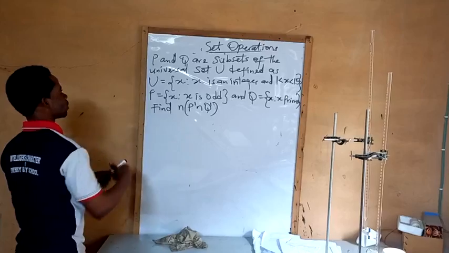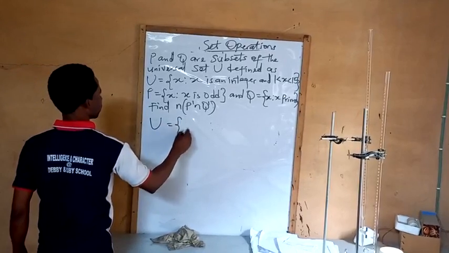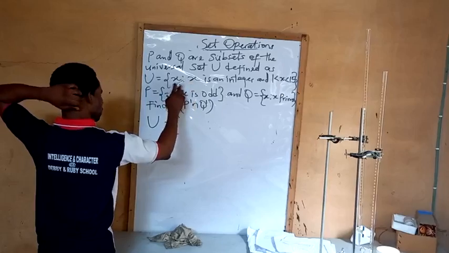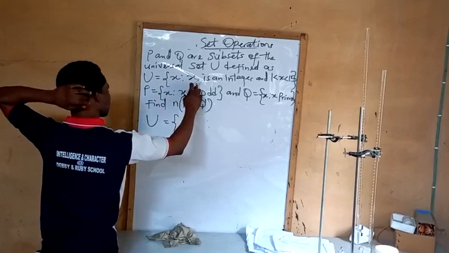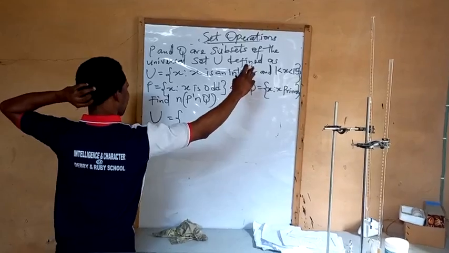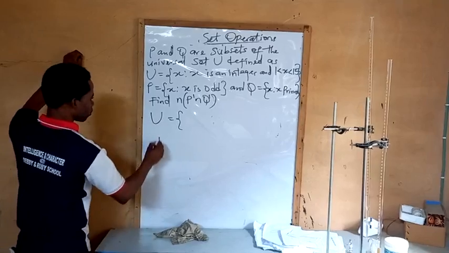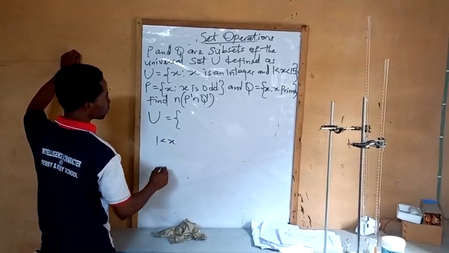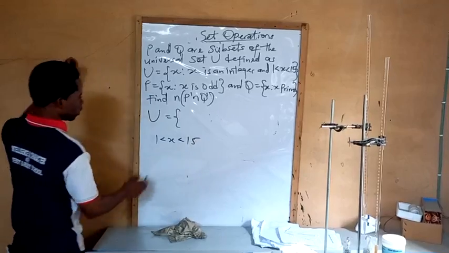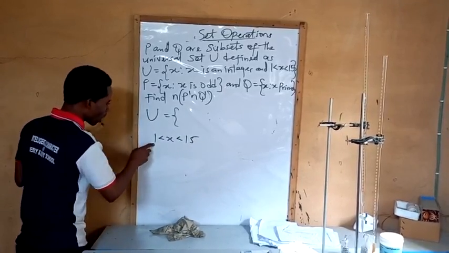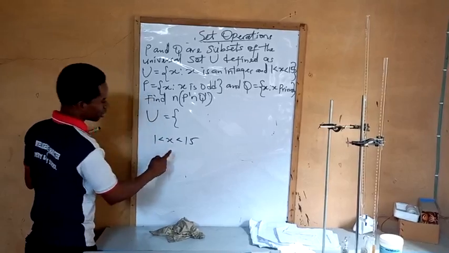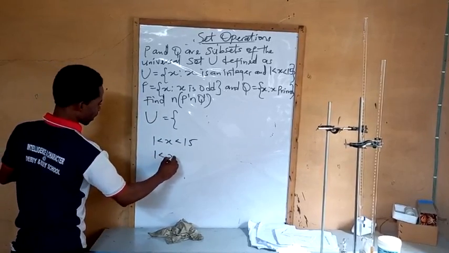So let's just interpret it. U is x such that x is an integer and 1 is less than x, which is less than 15. Now, how do you interpret that? They say 1 less than x less than 15. I told you, because 1 should not be in front of x, if I say 1 less than x, what does that mean?